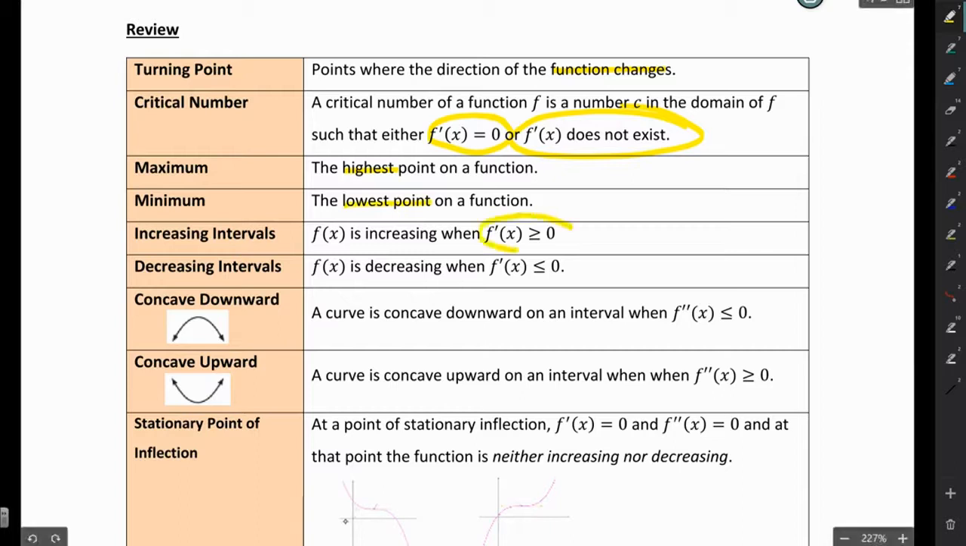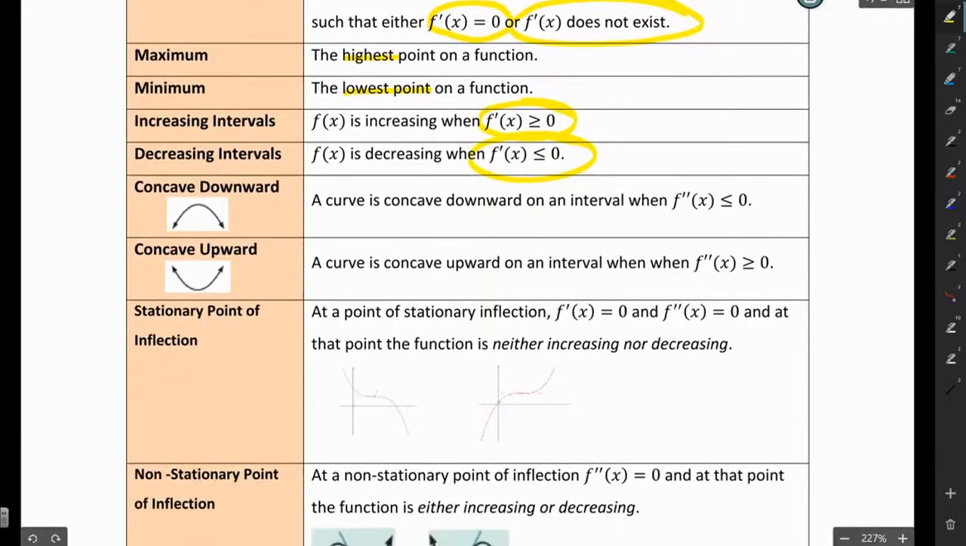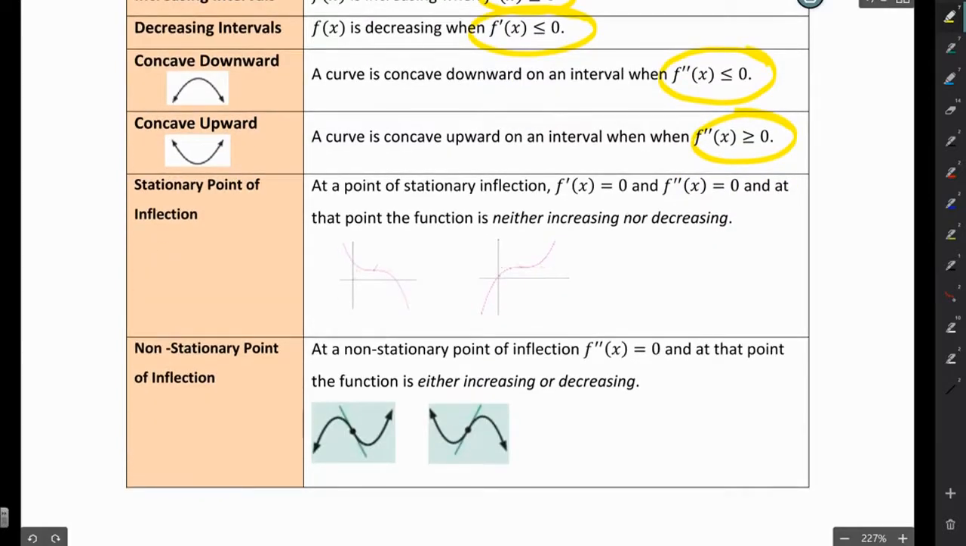Increasing intervals happen where the first derivative was greater than or equal to 0. Decreasing intervals happen where the first derivative was less than or equal to 0. For concavity, we started looking at the second derivative. Less than or equal to 0 was concave down. Greater than or equal to 0 was concave up. And then lesson 4, we looked at points of inflection.